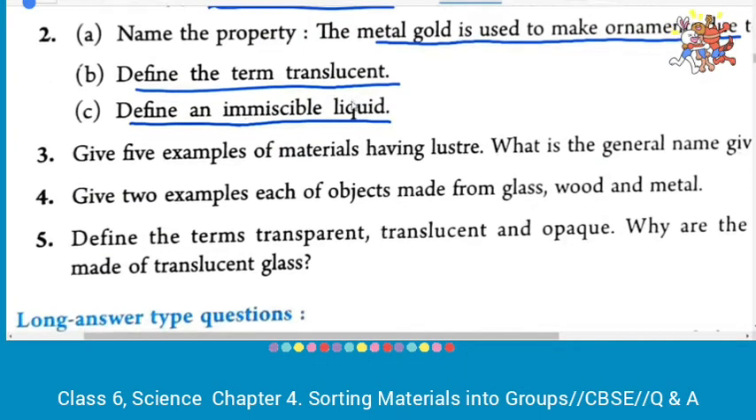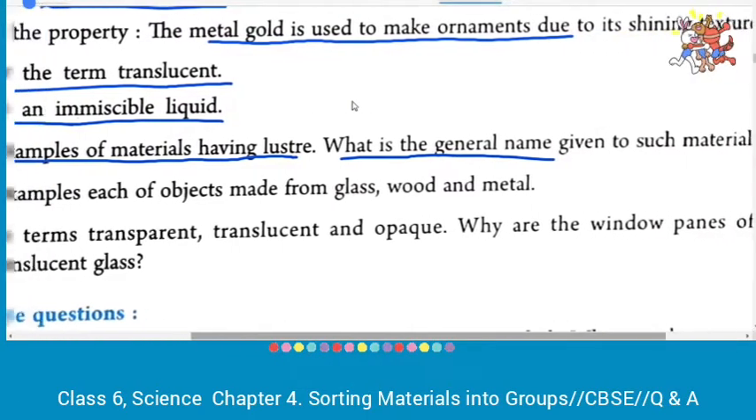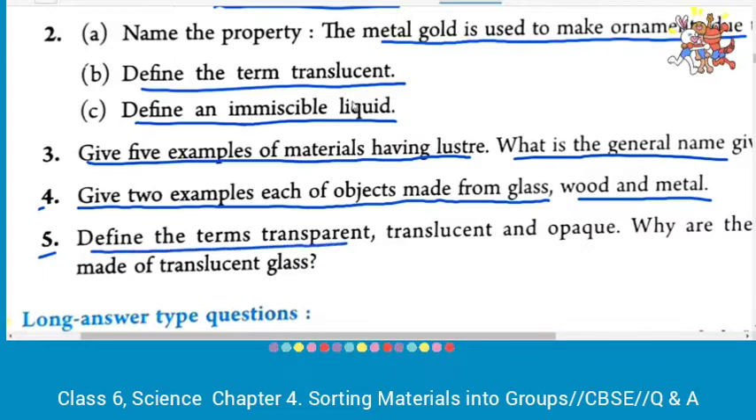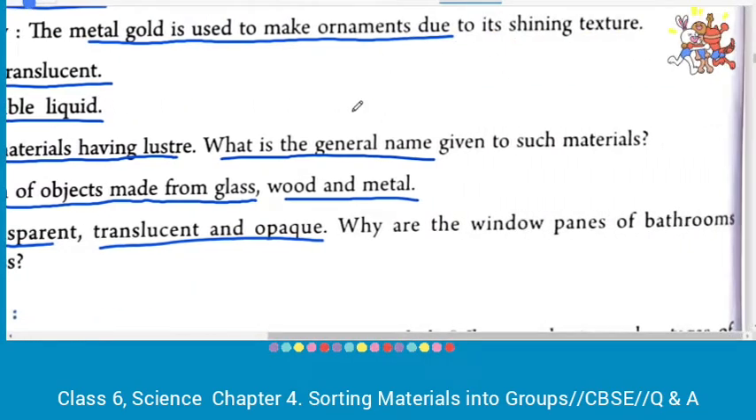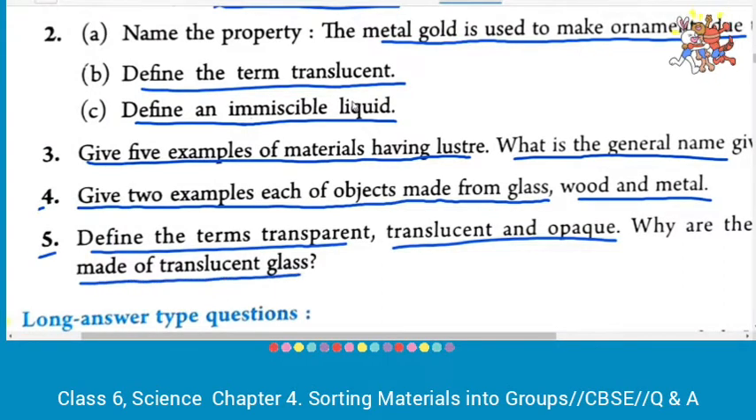And other questions are, give 5 examples of materials having luster. What is the general name given to such materials? Fourth question, give 2 examples each of objects made from glass, wood and metal. Fifth one, define the terms transparent, translucent and opaque. Why are the window panes of bathrooms made of translucent glass? So we will see answer of these questions.